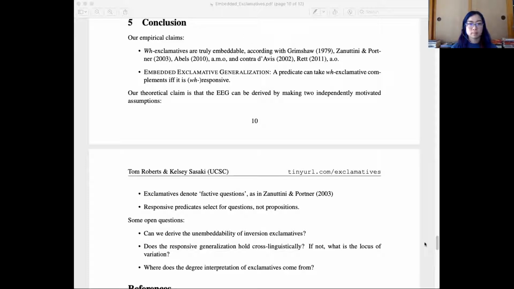There's many, many open questions here, such as whether we could derive the unembeddability of inversion exclamatives, whether the responsive generalization holds cross-linguistically, and if not, what the locus of variation is. And finally, maybe how to marry our proposal with some of the benefits from a degree analysis. So thank you very much.